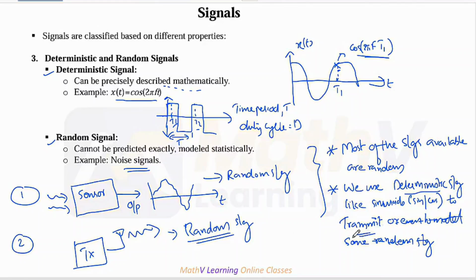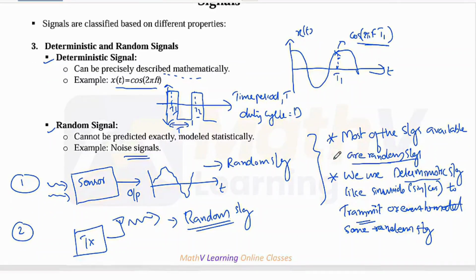Okay, usually to transmit such random signals, we use deterministic signals, just like a carrier. Okay, and from that we can actually transmit and receive, and we can receive the actual information that is being transmitted. Okay, so most of the signals which are available are random. So this is the third category or classification.